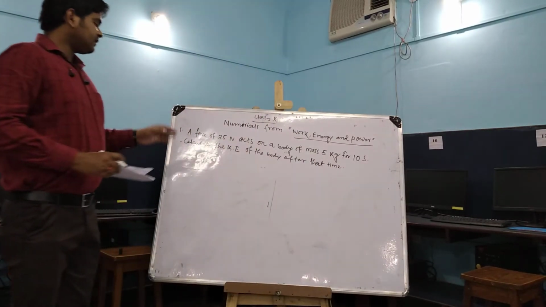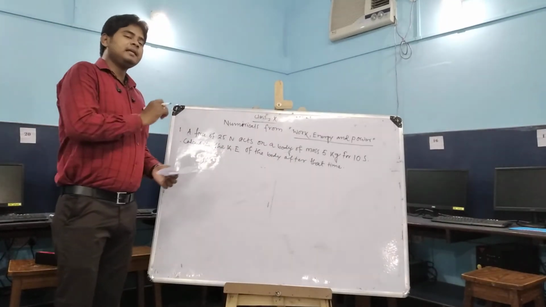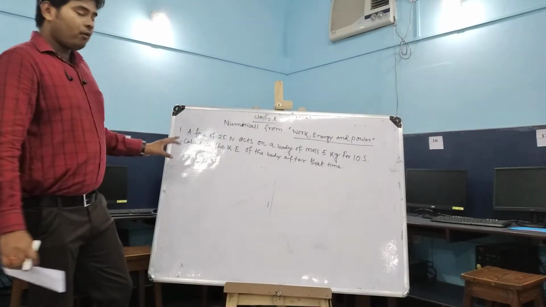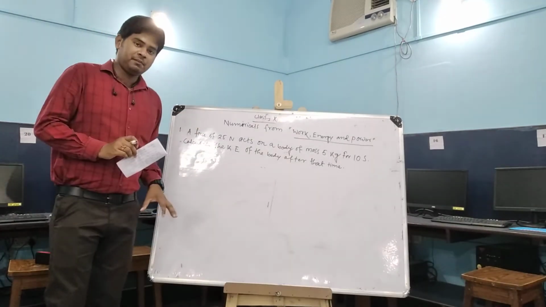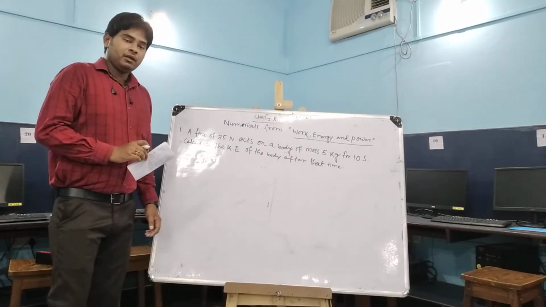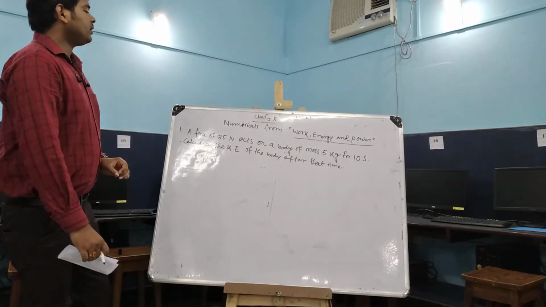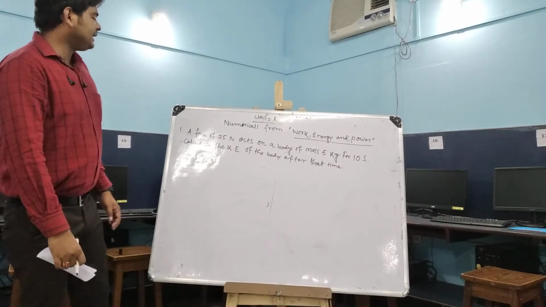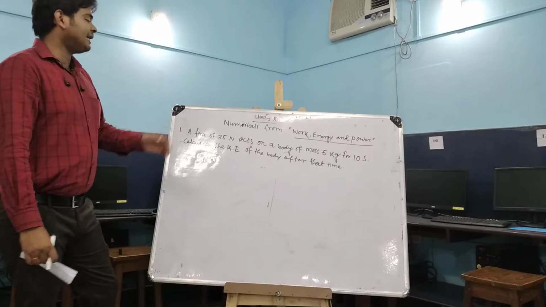First write the question on your copy and then look at the solution. Pause the video, zoom on your screen, and write the question on your copy. The question is: a force of 25 Newton acts on a body of mass 5 kg for 10 seconds. Calculate the kinetic energy of the body after that time.